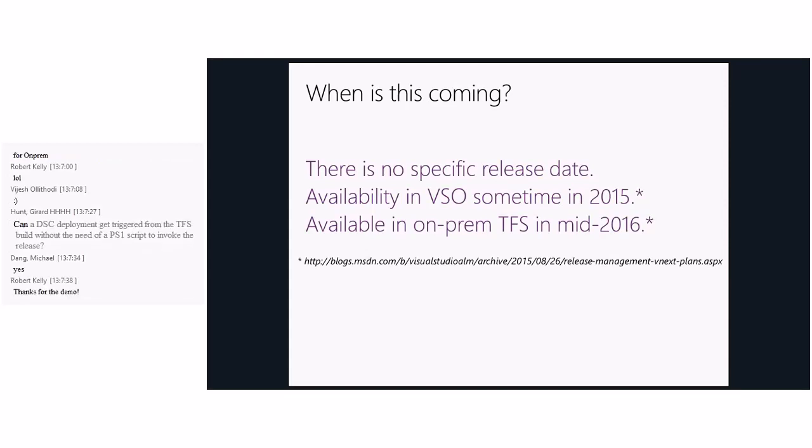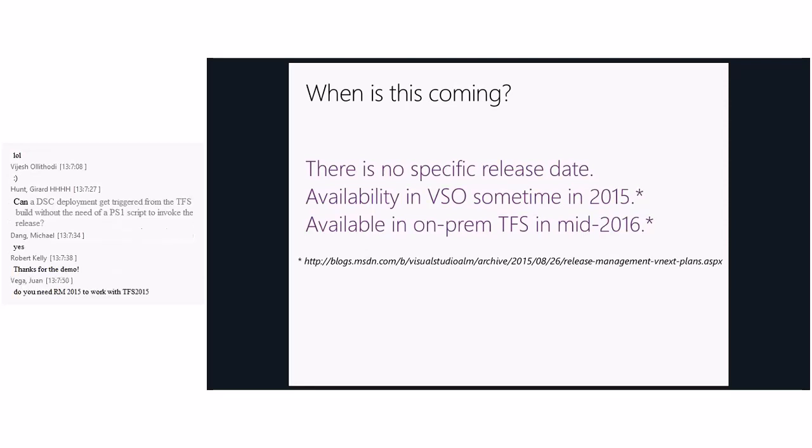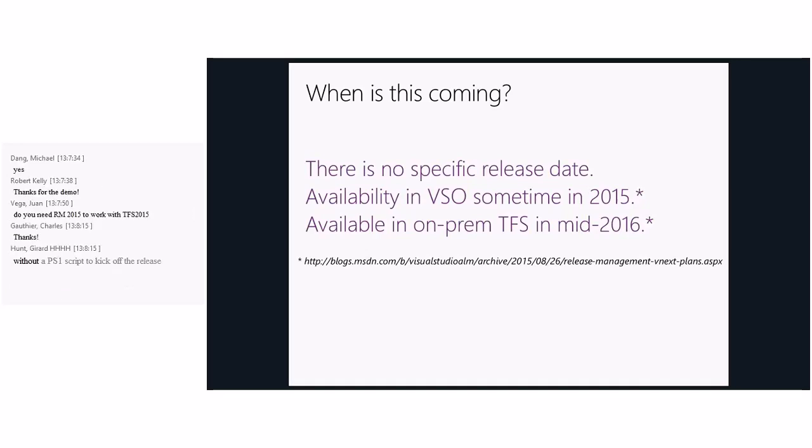Another question, can a desired state configuration deployment get triggered from the TFS build without the need to invoke a release? Yes. That's the nice thing about the build system and the release system. They share tasks. So a lot of the things you can do from release, you could do from a build if you don't need a full release workflow between different environments. If I look at this build here, I should be able to add a build step for invoke PowerShell on target machines. So right out of my build, I could run some PowerShell.